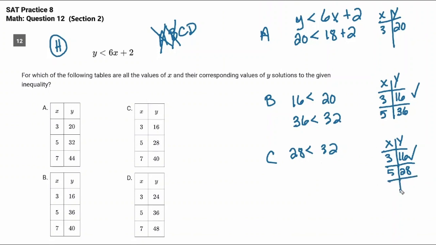So we move to the last one. 7 and 40. This time y is 40, so 40. Is that less than 6 times 7, 42, plus 2, 44? Is 40 less than 44? It is. So everything worked with C. I don't need to plug in with D because I didn't make anything up. I get it right, and I move on.